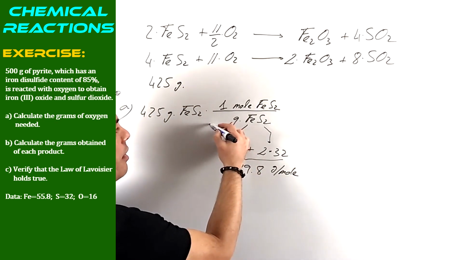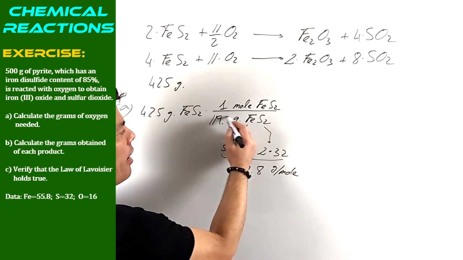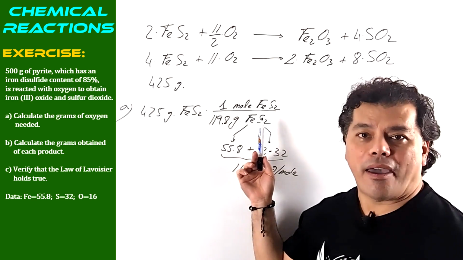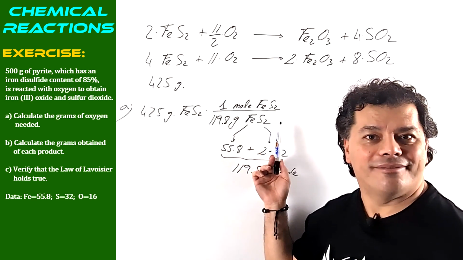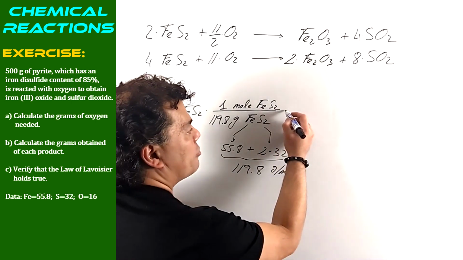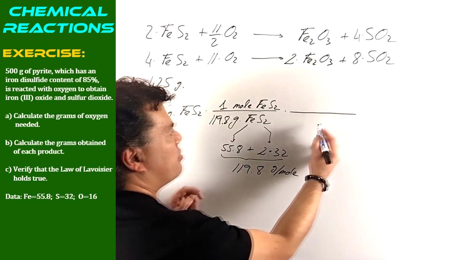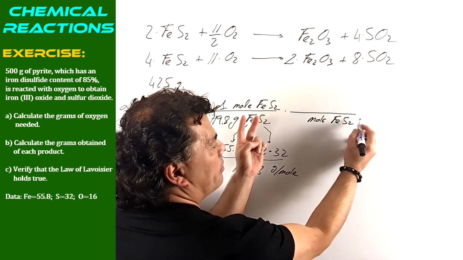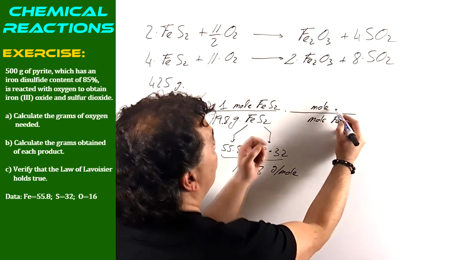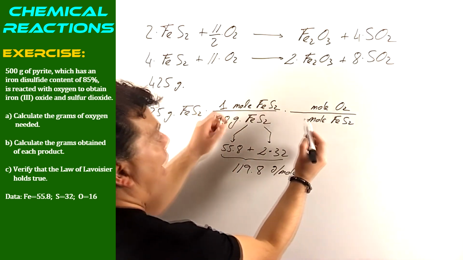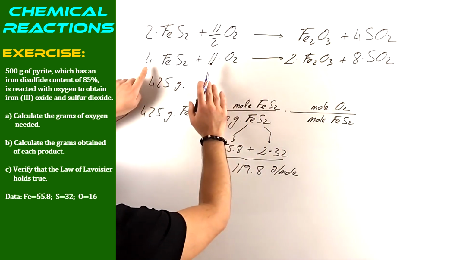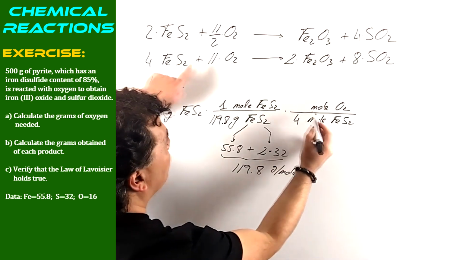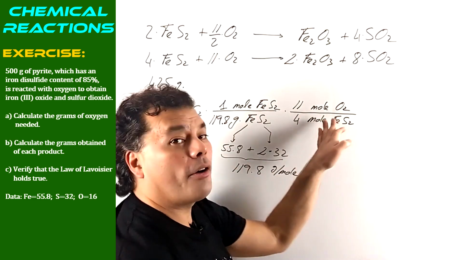So we are placing here 119.8 grams of iron disulfide is 1 mole of iron disulfide. Is it right? And now there comes the second conversion factor. It helps us to change from moles of iron disulfide to move into moles of oxygen gas. And here we are placing the stoichiometric coefficients, number 4 for iron disulfide and 11 for the oxygen.